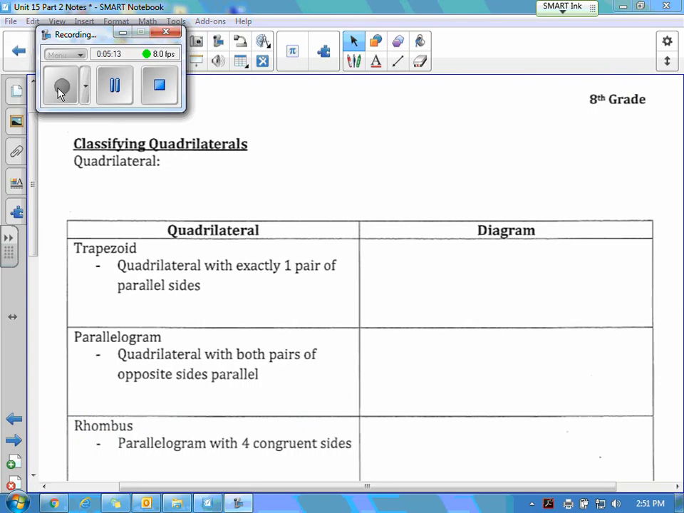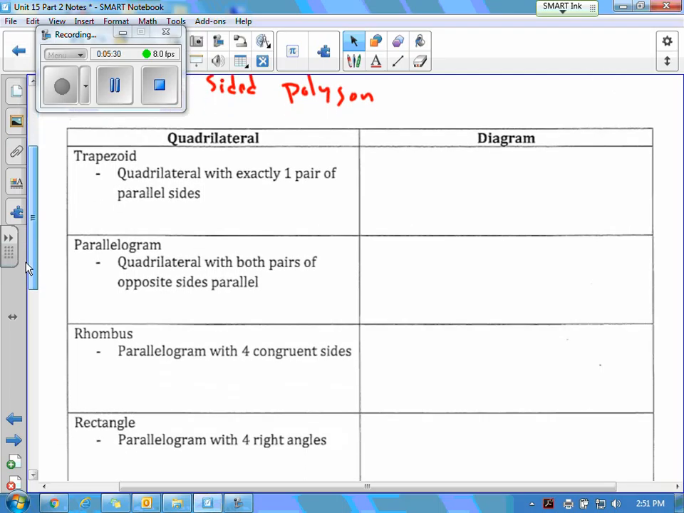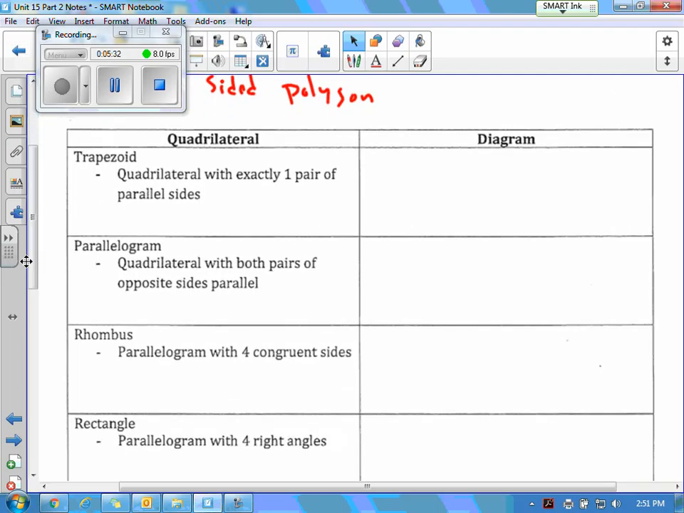Alright, on the back side, we're going to focus on quadrilaterals. There's a bunch of different kinds of quadrilaterals. Quadrilateral, like I mentioned earlier, is a four-sided polygon. Quad means four. So a four-sided polygon would be a quadrilateral. So we're going to look at a bunch of different examples here. The first is a trapezoid. It's a quadrilateral with exactly one pair of parallel sides.